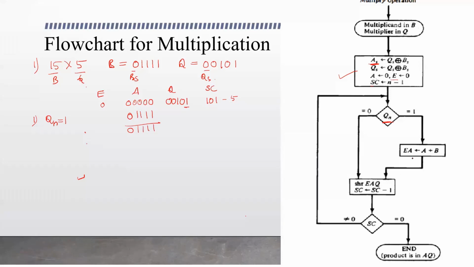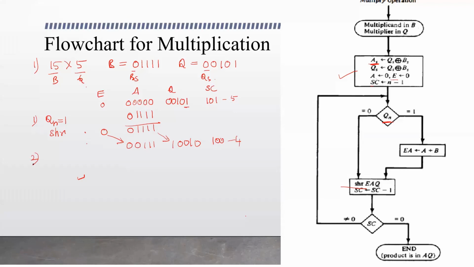Correct? And the next operation, after performing the addition, is shift right. So when you shift right, what do we get? Here E is 0, carry is 0. When we perform shift right, this moves to this: 0 and 1 1 1, and this 1 moves there: 1 0 0 1 0. Now SC is decremented, it is 4.